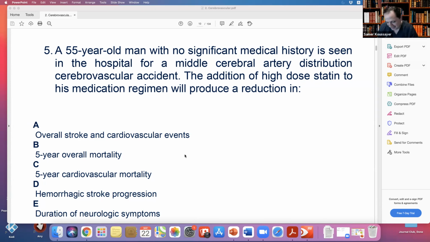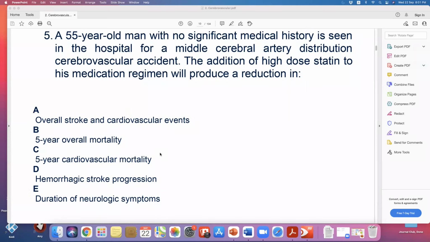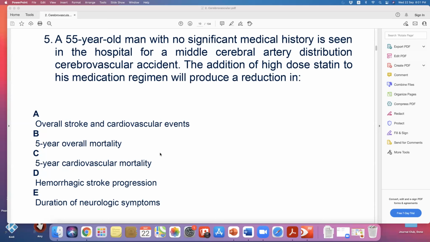Okay, go ahead. Yeah, a 55 years old male with no significant medical history seen in the hospital for a middle cerebral artery disruption and cerebral vascular accident. The addition of high-dose statins to his medication regimen will produce a reduction in overall stroke and cardiovascular events, 5 years overall mortality, 5 years.